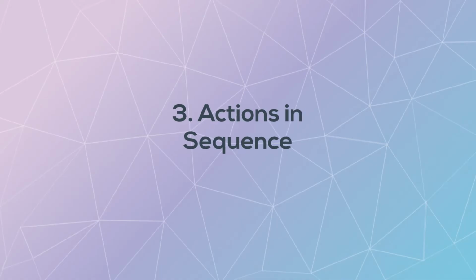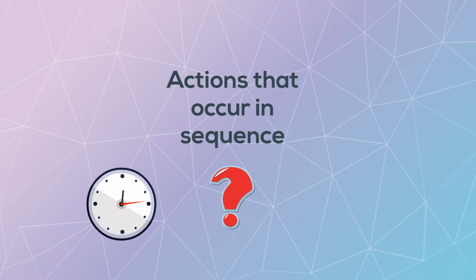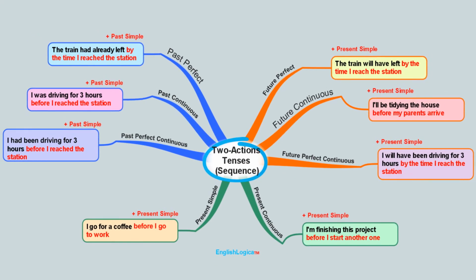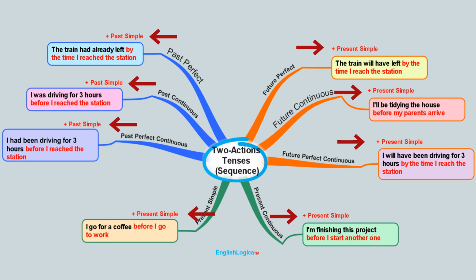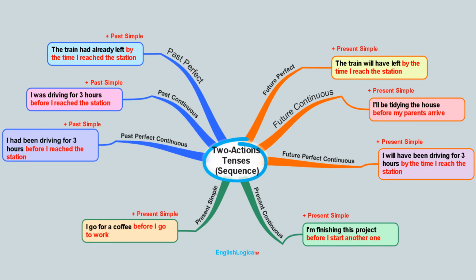Actions in sequence. Our third scenario for two action tenses is talking about actions that occur in sequence. That is, one after the other. Unlike interruptions, there can be any amount of time between sequential actions. In our mind map, you can see the simple tenses are always used for the second clauses, and that all of the past tenses use past simple for the second clause. All of the others use present simple. These are patterns that you can learn to help you remember how two actions are brought together.